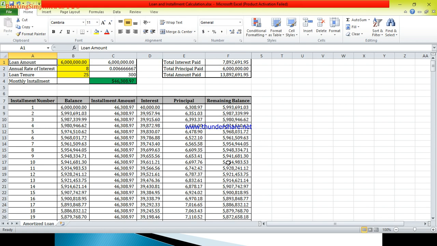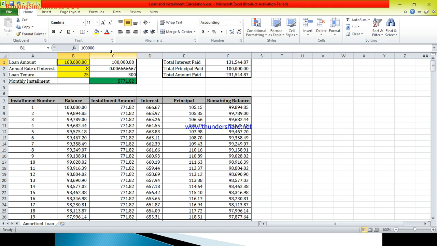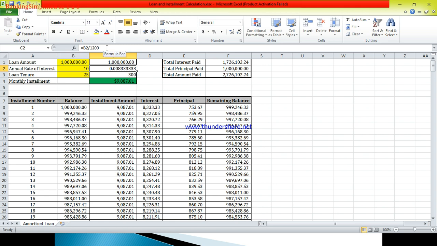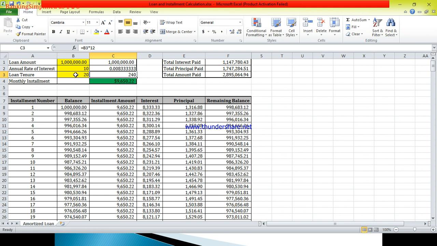So let's have a look at this Excel. Here I'll just enter the numbers that we have discussed. The loan amount that I'm entering is 10 lakhs. So it's 1 lakh, I'll just add one more zero. Yeah, it's 10 lakhs now. The rate of interest that we discussed is 10%. On a monthly basis, it comes to 0.8333%, or 0.0083333. That's the value. The tenor we have discussed is 20 years, so the number of installments becomes 240.